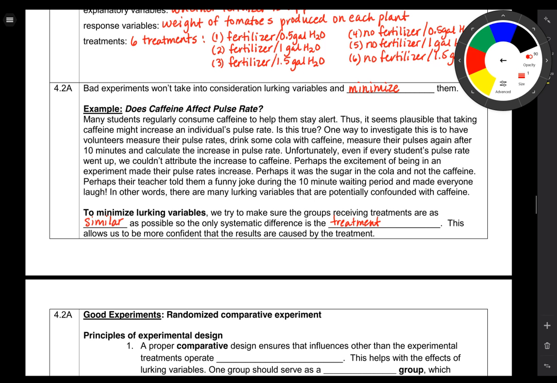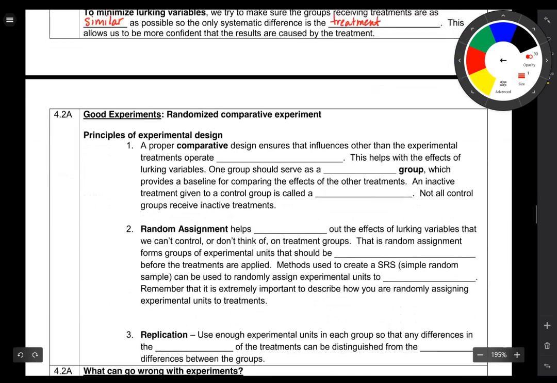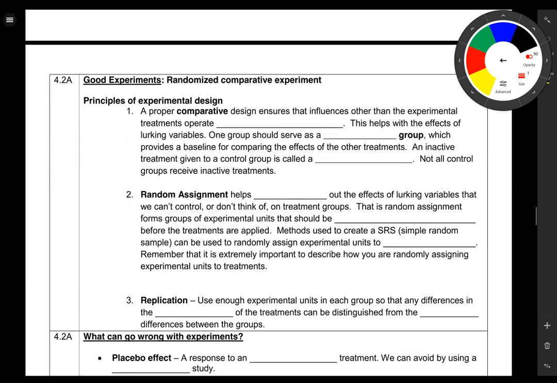To rectify this, we could split our classes up. We could have a third of the class drink soda with caffeine, a third drink soda without caffeine, and a third of the class drink soda that's sugar free and caffeine free, and then compare the results. And comparing the actual results is something we're going to do in second semester when we do the statistical studies comparison and come up with inference. So right now we're just thinking more along the lines of sampling and experiments and what are good.